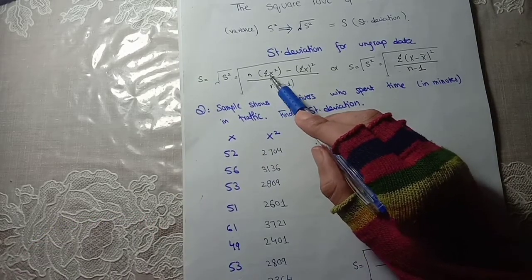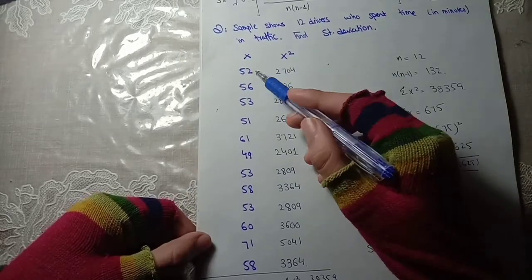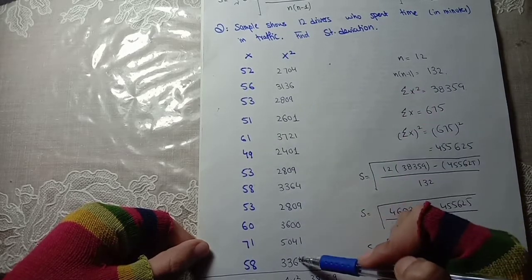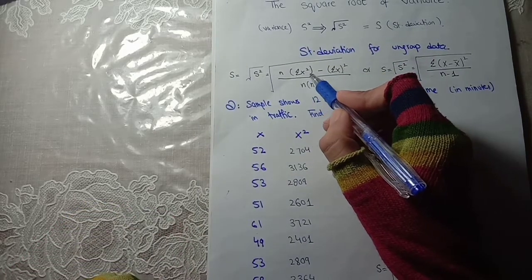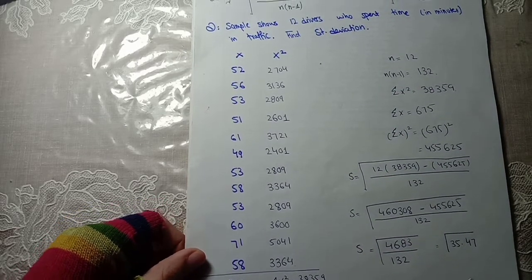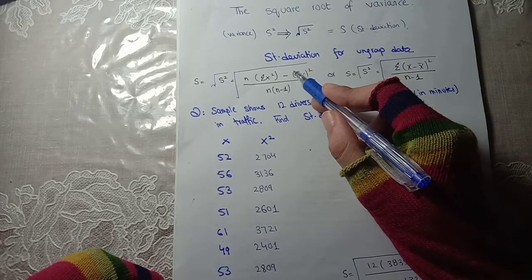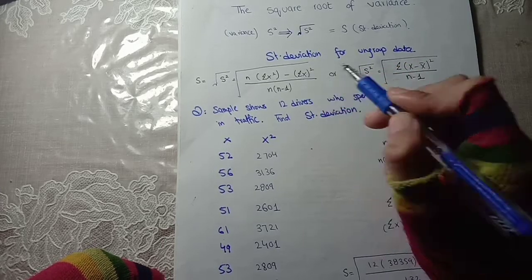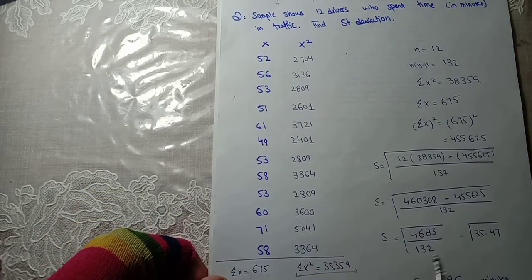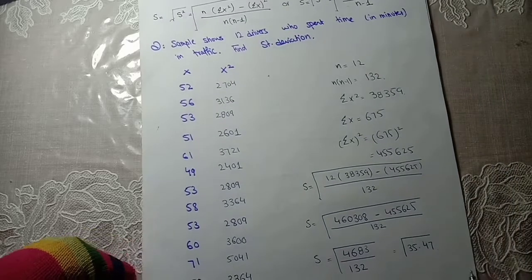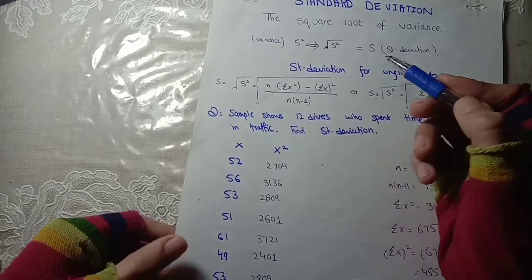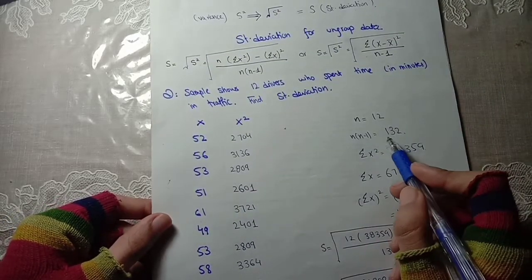Sigma x square: we have to make a column of x square. Values of x are given, so we take the square of these values, and after taking the square of these values, we add them up and get the value of sigma x square. Next, we have to take the sum of the x column. This was the x column, and we took its sum. It was 675. Then we squared it, and we got our value for this part. And n into n minus 1 was 132.